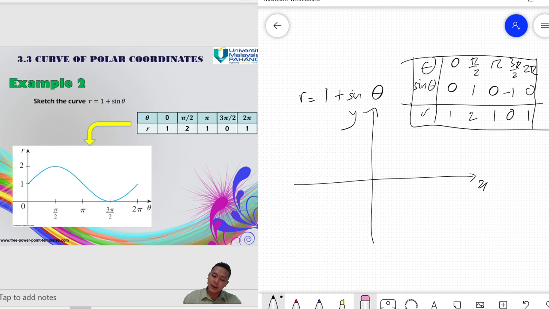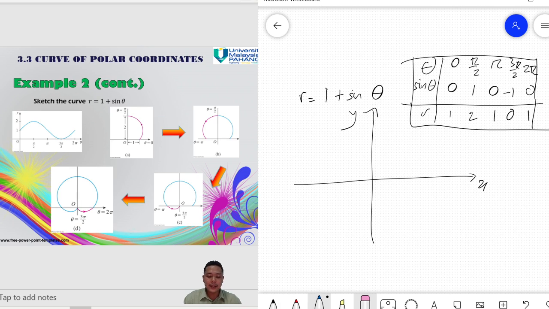Okay, now we can sketch. We start first when theta equals 0, then the distance between the point and the origin is 1. So I put 1 here, at angle 0. When the angle is pi over 2, it shifts from the origin until 90 degrees, or pi over 2 in radian, and R will be 2. So we curve the movement from 1 to 2.